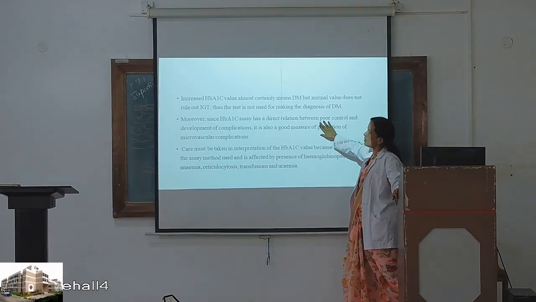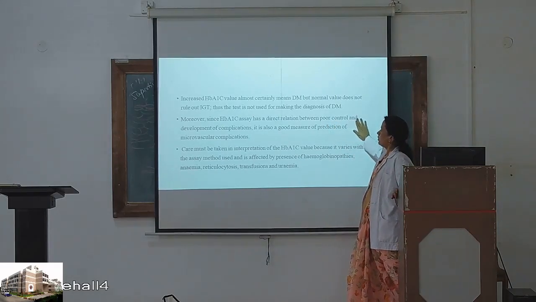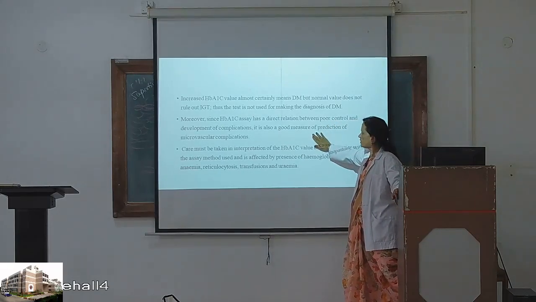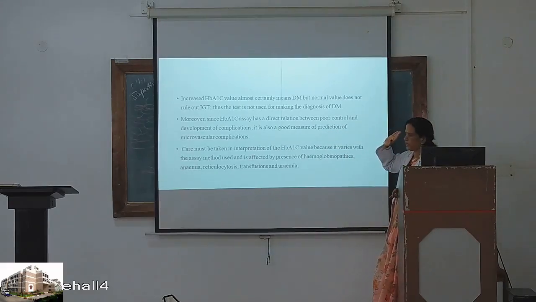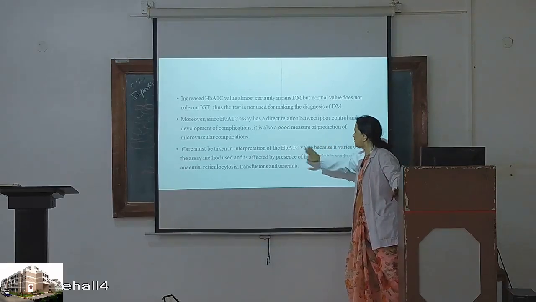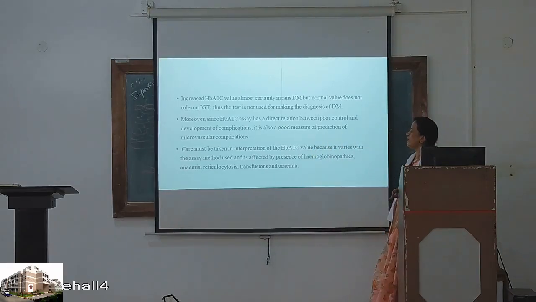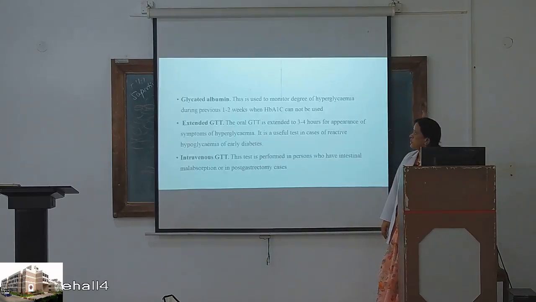So moreover, since the HbA1c assay has a direct relation between poor control and development of complications, it's a good measure of prediction of microvascular complications. So care must be taken to interpret HbA1c values because it varies with the assay method. That's why we need to have normal values also depending on the assay.